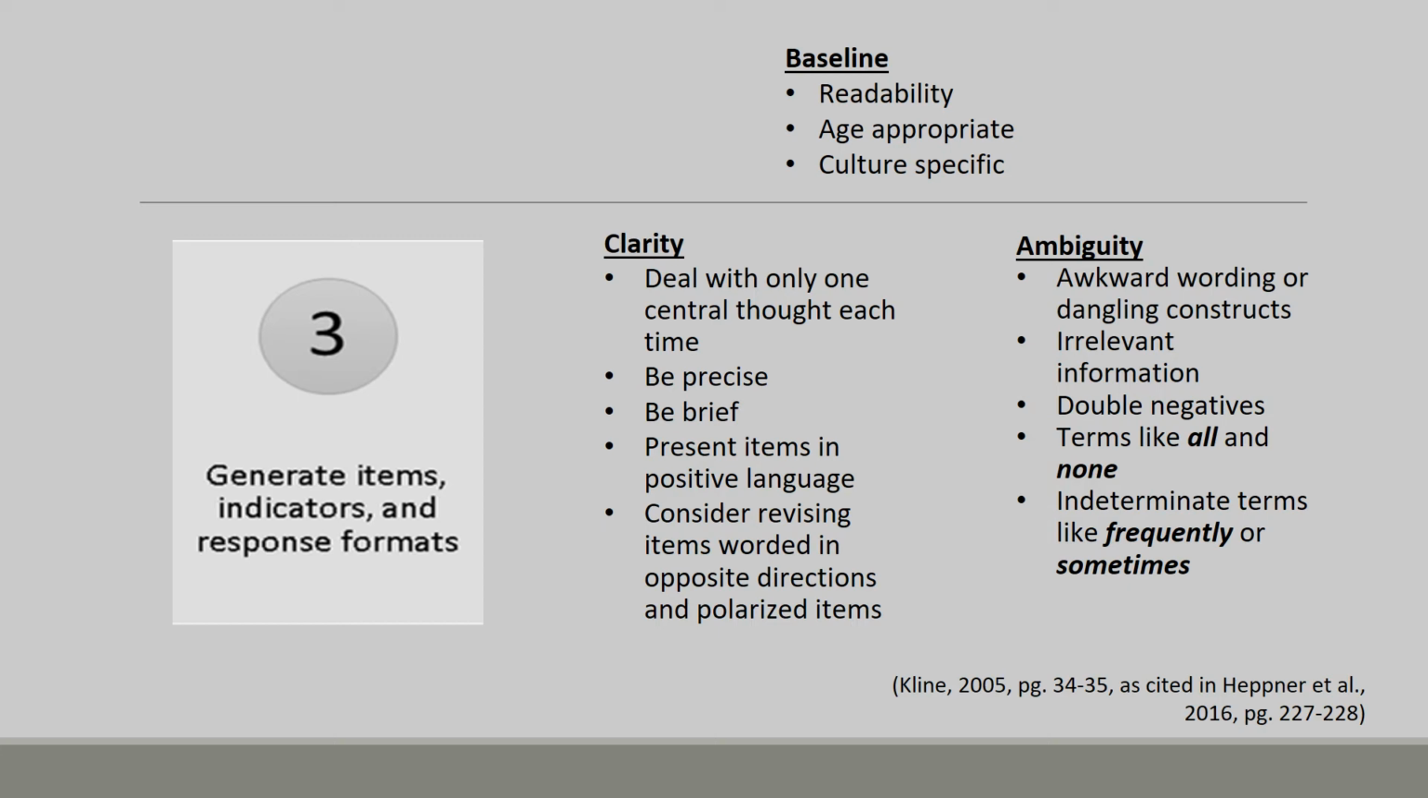Step 3 of the process is to generate items, indicators, and response formats. Similar to the readers who gave the sense in Nehemiah 8:8, researchers create scale items so that the target population can understand the scale, and researchers and practitioners can interpret the scale. There are some baseline expectations for scale construction listed here, as well as some suggestions from scholars in the field to create scales that are clear and not ambiguous.